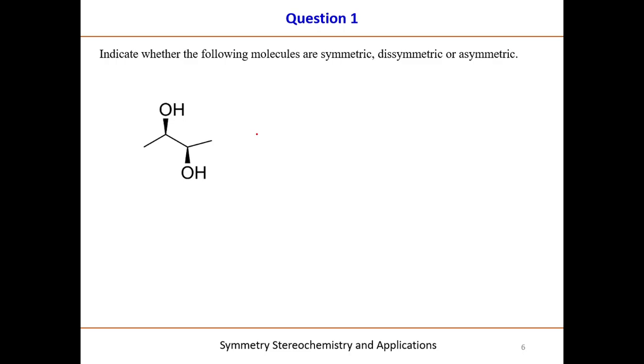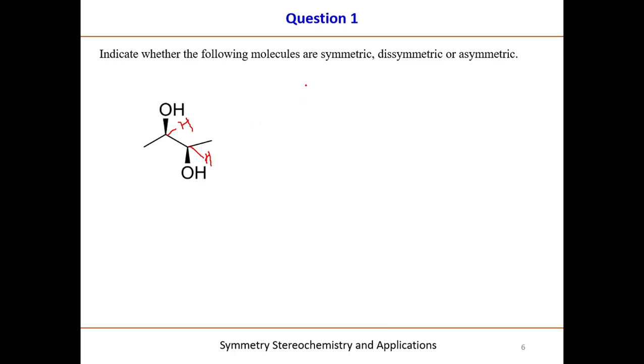Now let's move to the next example. Here we have n-butane, disubstituted n-butane. Here you can see we have two OH groups and hydrogen is present. That means we have two chiral centers in this molecule, four different substituents present on the carbon atom. So now we have to check whether it is chiral or achiral.